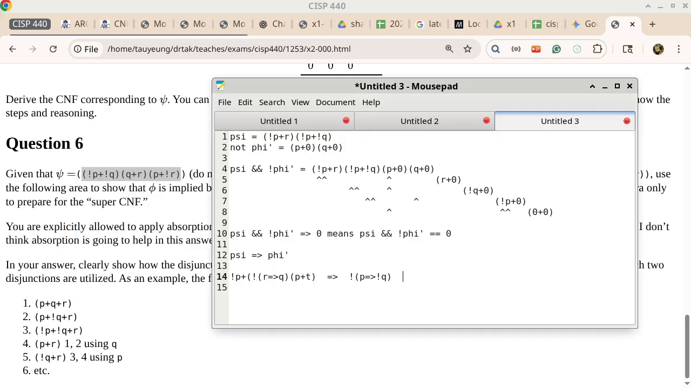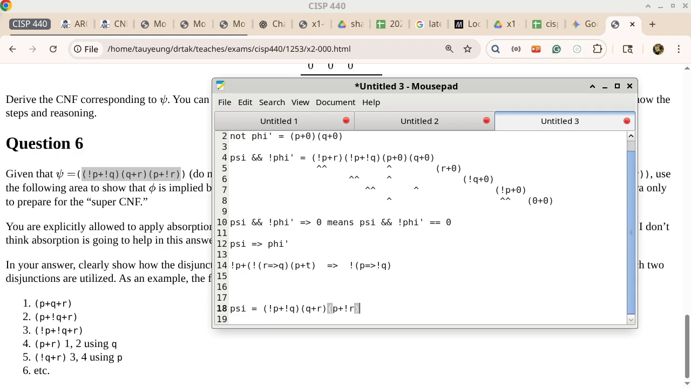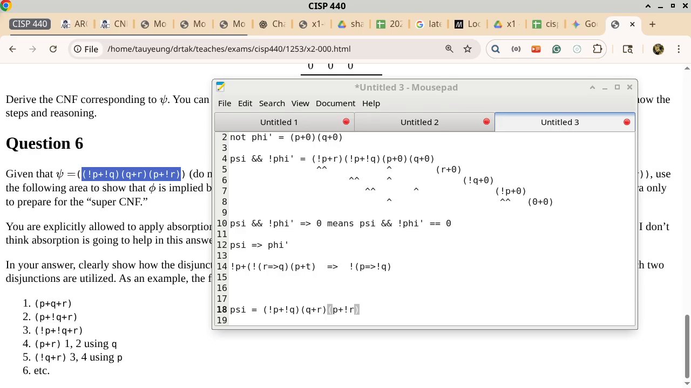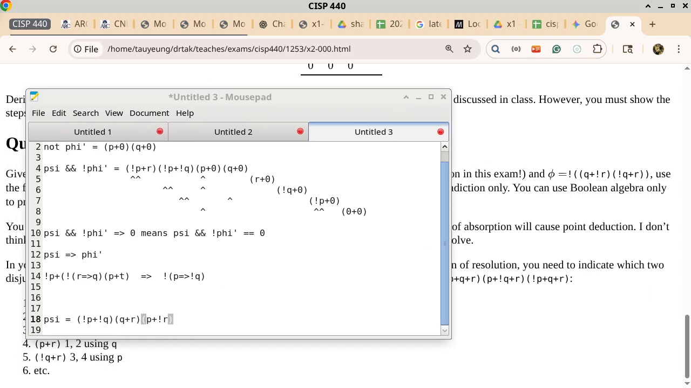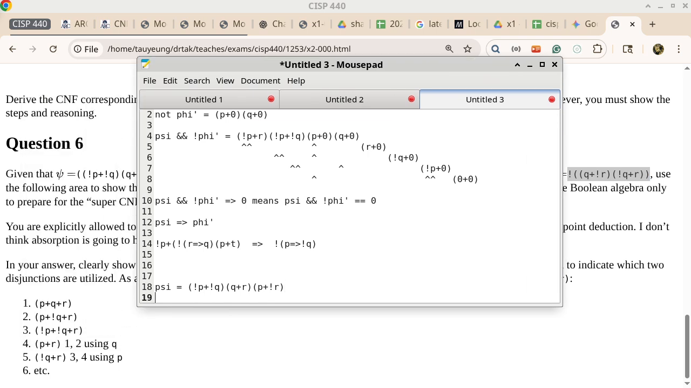All right, so we are going to do some work here. This is psi, which is already a CNF. In other words, you don't even have to convert it into a CNF. There's a different question to do the conversion. And then we have phi, which is pretty close to what we need, except it's just one step away. So we'll go ahead and copy that over here as well. So now we have phi being that.